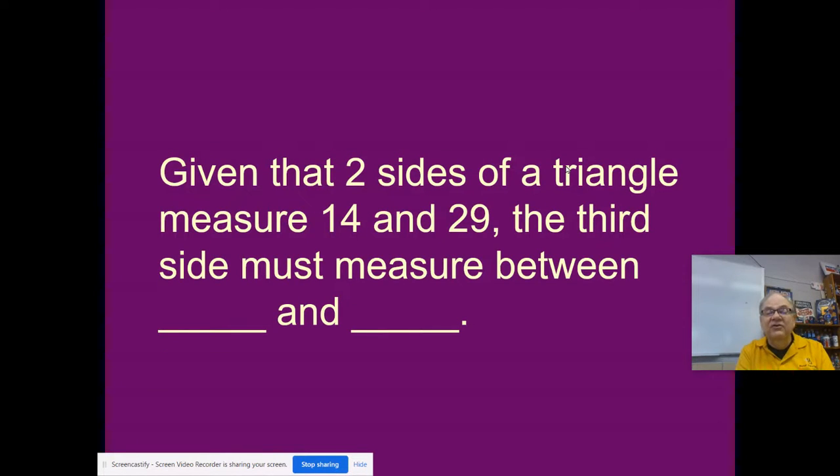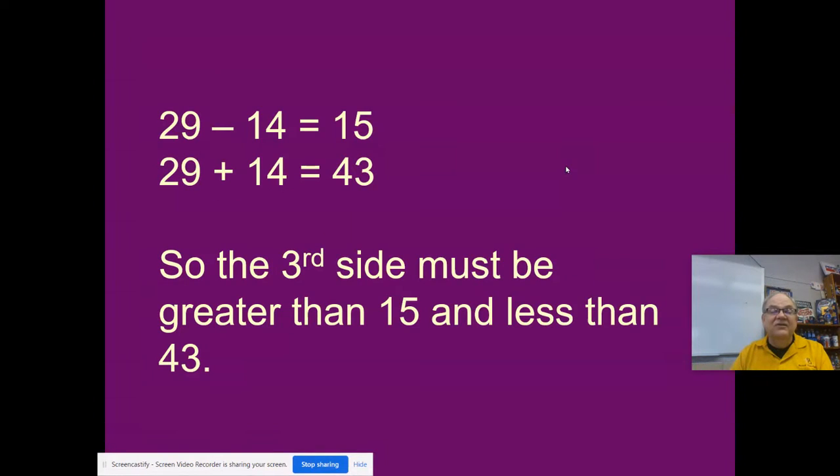Another kind of question that comes up with those, they will give you two sides of a triangle and they ask you, what numbers must the third one be between? Well, all you basically do is subtract and add. If I take 29 minus 14, I get 15. If I take 29 plus 14, I get 43. And so that third side has to be somewhere between 15 and 43.